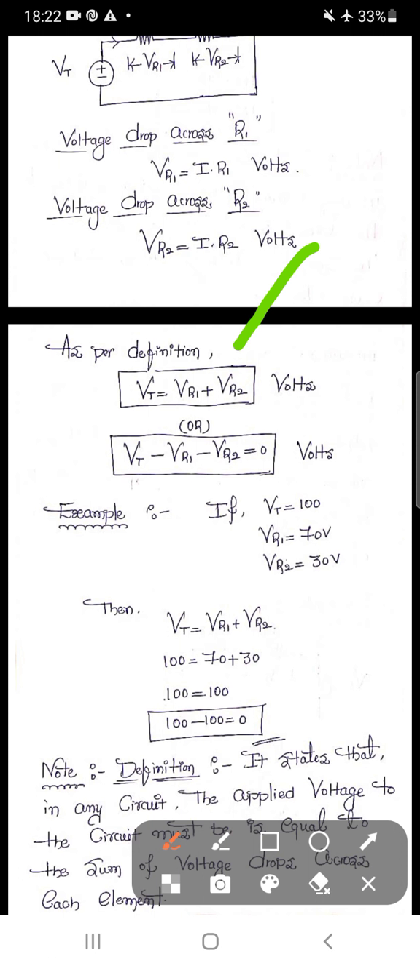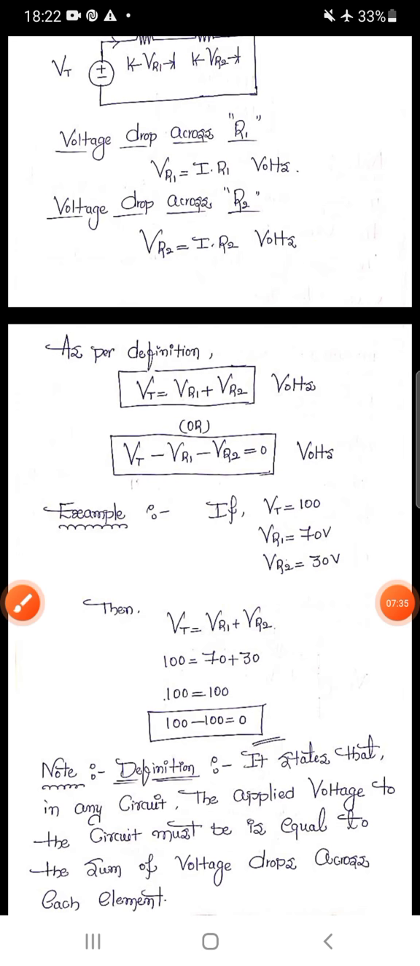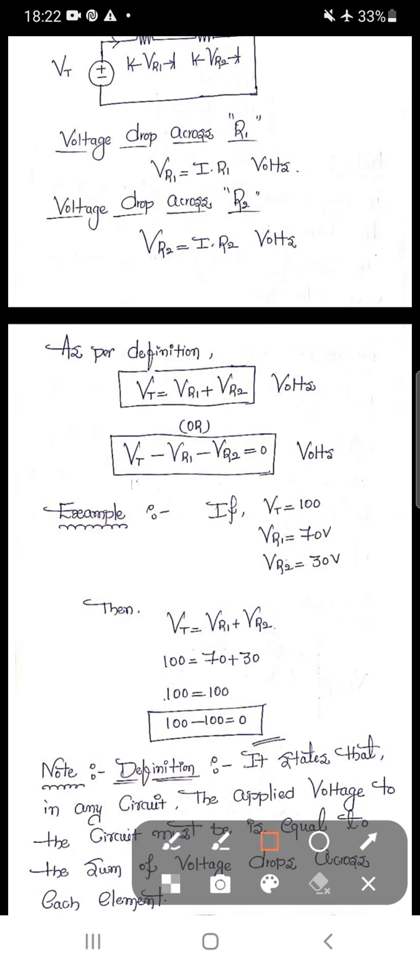So if you want to define the definition of Kirchhoff's voltage law with the help of this expression, we can define: the applied voltage must be equal to the sum of voltages across individual elements in any closed circuit is called Kirchhoff's voltage law. And if you want to define Kirchhoff's voltage law with the help of this expression, we can define: the algebraic sum of voltages in any closed path is equal to 0. Okay, so that is the reason why we can define two definitions for Kirchhoff's voltage law.